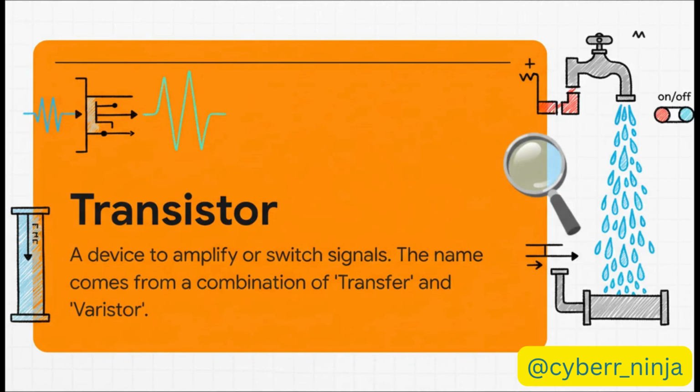At its core, a transistor does two really amazing things. It can amplify a signal, kind of like turning up the volume, or it can switch a signal on and off. The name itself, fun fact, is a mashup of transfer and varistor. But for this explainer, I want you to think of a transistor as a digital water faucet. A tiny, tiny turn of the handle can control a massive flow of water. Keep that image in your head.